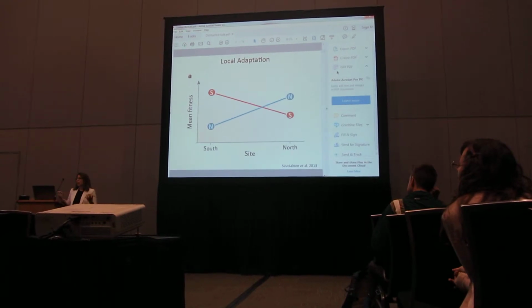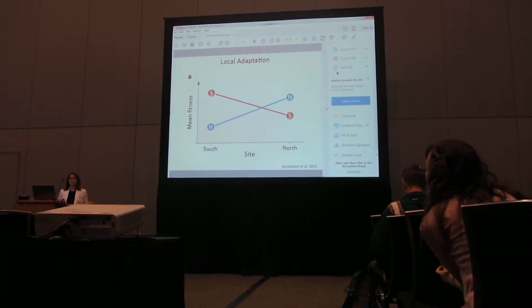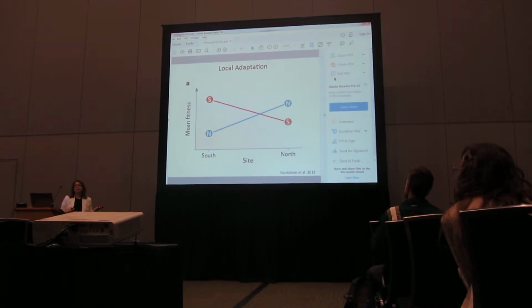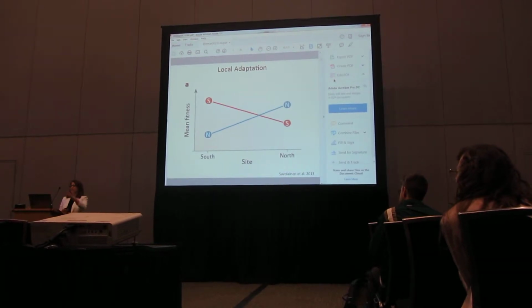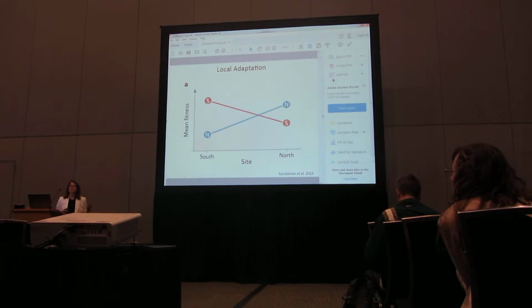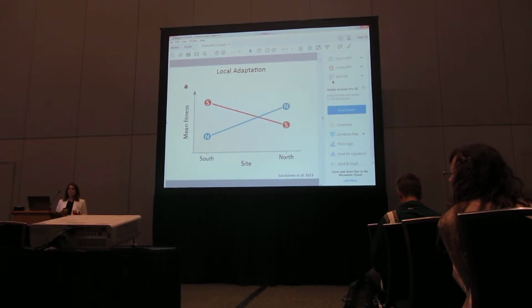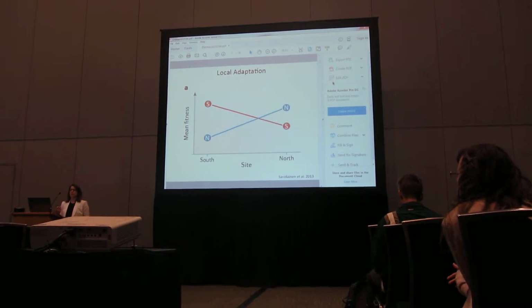Two populations within a species are locally adapted to different habitats. So in this hypothetical example, a southern population has higher fitness in its native habitat in the south, and a northern population has higher fitness in its native habitat. So we see that neither population can be optimally adapted to both habitats.